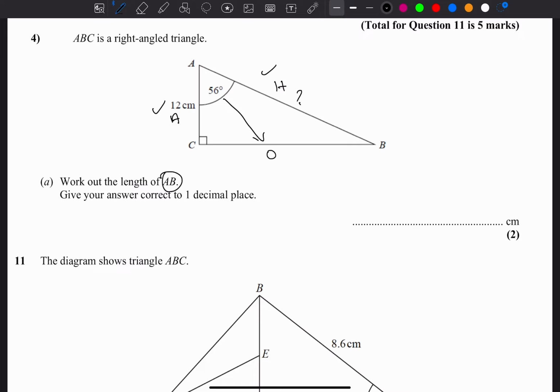So you have A and H, which is cos. Cos 56 equals A over H, which is 12 over H. AB, let's call that. What we do, we will swap them around. AB is 12 over cos 56, which will give you 21.45. To 1 decimal place, you look at the 5, so round it up to 21.5.